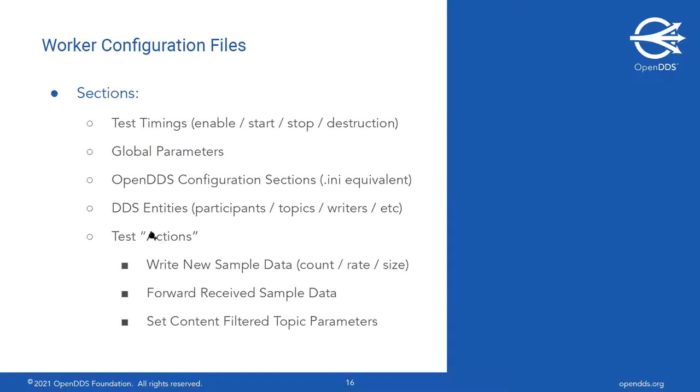And then finally, you'll see a section that outlines actions, and the actions are various processes that will, for example, write new sample data, or if you're reading sample data, you could create an action that forwards what's received on to potentially a different topic. And then we also have actions for things like setting content filter topic parameters in case you want to try to exercise those as part of the bench test.